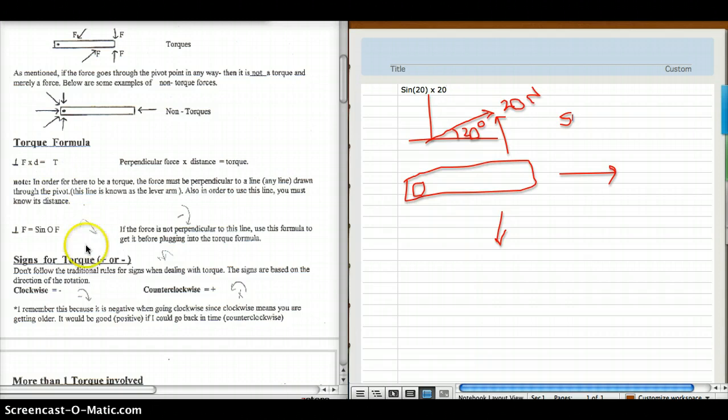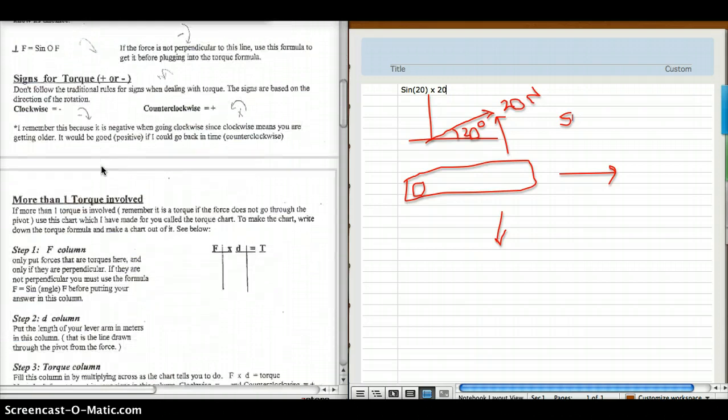Signs for torque, basically you just need to know clockwise versus counterclockwise. Clockwise is always in this direction, counterclockwise is in that direction. You can read up more on that. I put the notes up online.